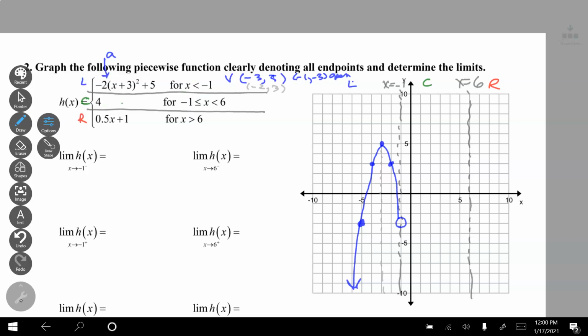The center piece, it just says 4. That's just a horizontal line of y equals 4. And right here, if you notice, at -1, so -1, 4 is going to be a closed dot. And then here at 6, 4, that's going to be an open dot. I'm going to draw a nice horizontal line between them, and that is the center piece. That's pretty easy. And then this last piece, the right piece, again, is a line.